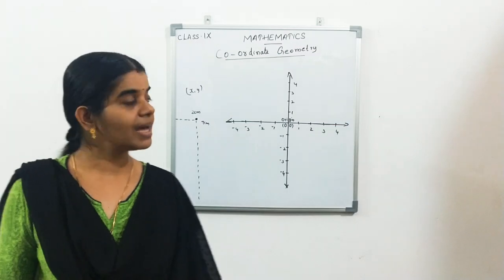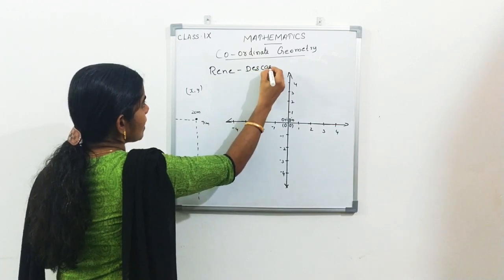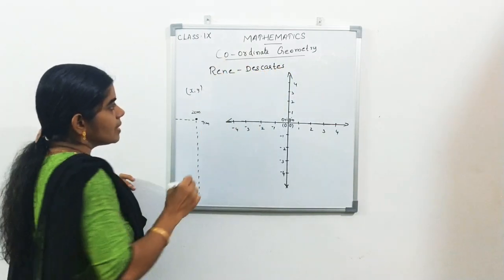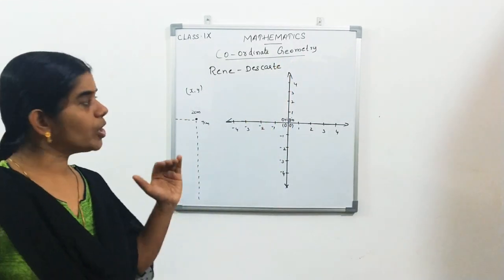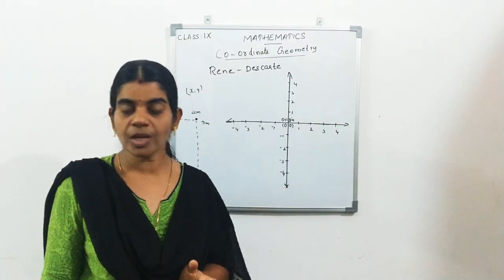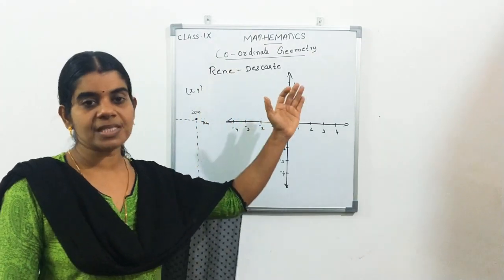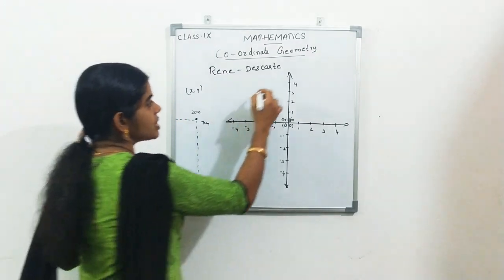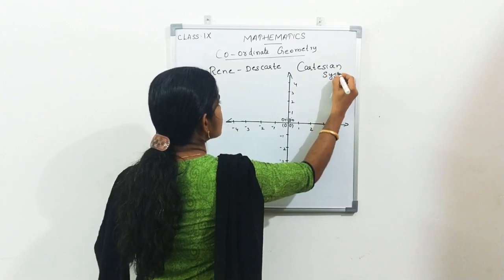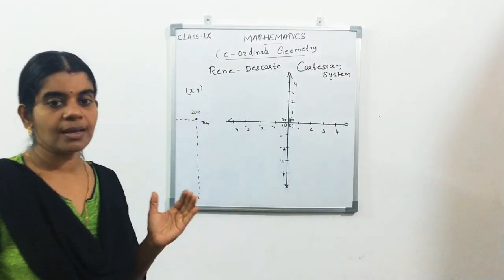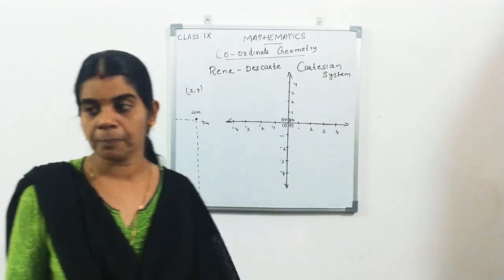A French mathematician, René Descartes, R-E-N-E D-E-S-C-A-R-T-E-S, contributed a lot to locating the position of an object in a plane. In honor of this mathematician, sometimes we say the Cartesian system, C-A-R-T-E-S-I-A-N. The system which we are using to locate the position of an object in a plane is known as the Cartesian system.